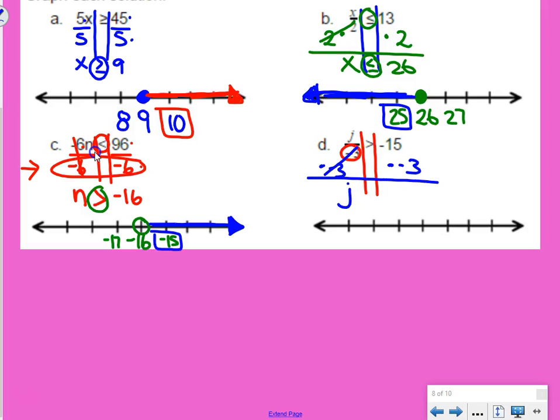J is left on the left. Negative 15 times negative 3 is positive 45. We multiplied by a negative 3 on both sides, which means our greater than sign is going to flip to a less than sign.